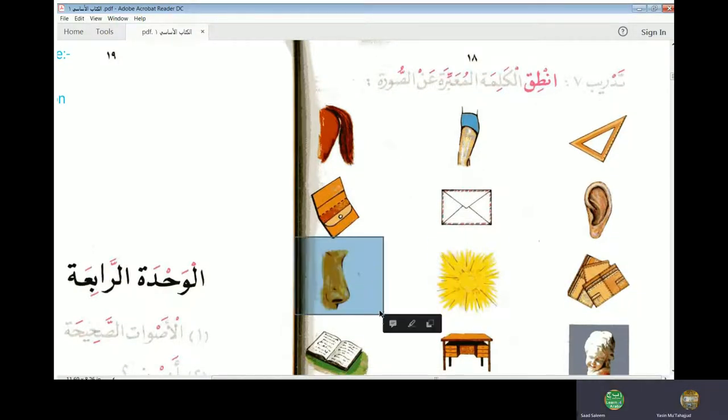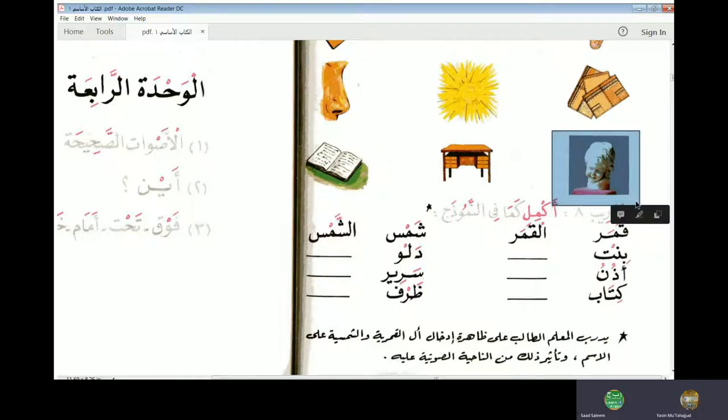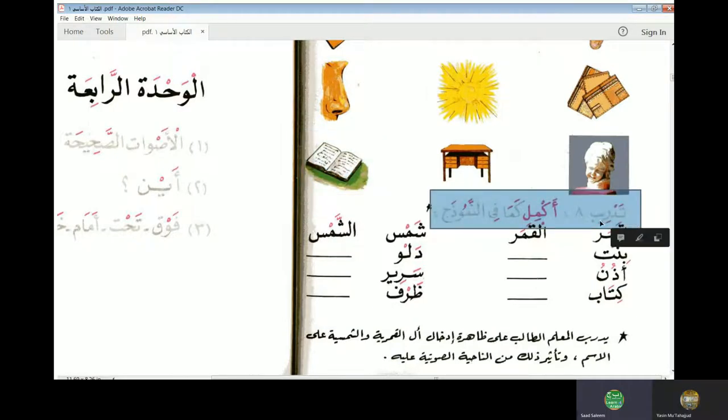شمس. ألف. The statue is timthal. And that is, maktab. Okay. Then we have, is that just kitab? Is that just a regular book? Kitab? Yes, kitab, correct.